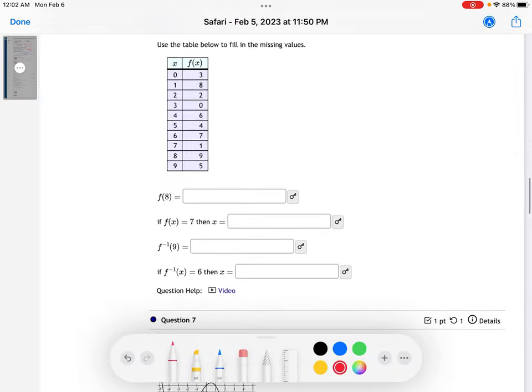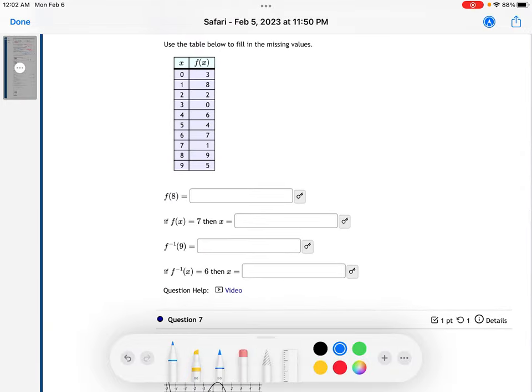Let's do this one. Same kind of deal here. F of 8 is 9. If f of x is 7, so it's saying f of what equals 7. So here I'm looking in this column, and I get that guy. So f of 6 is 7. Okay, now f inverse of 9. So here we're going to go in this direction.